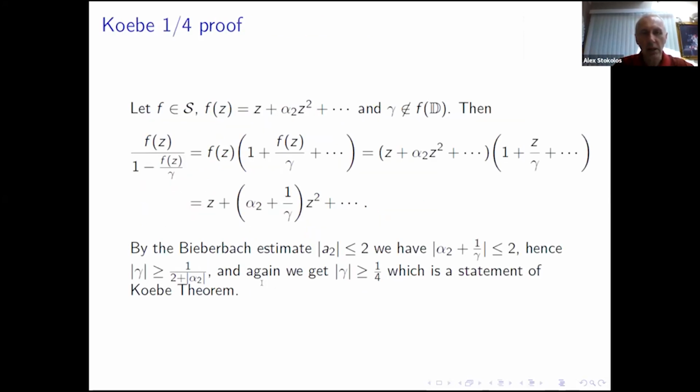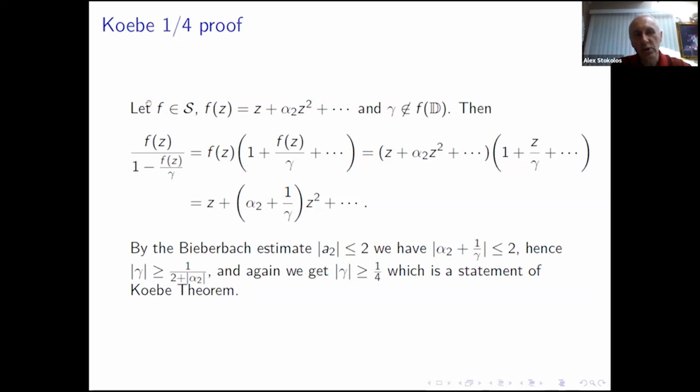Let me show you how the estimates of the coefficients relate to the Koebe theorem. This is a very, very beautiful argument. I just want to show you, because each talk is supposed to have some elements of proof. It is a nice, beautiful proof, and you see why the estimate for the second coefficient is important. The Bieberbach estimate for the second coefficient is this one: the absolute value of a_2 is less than or equal to 2.